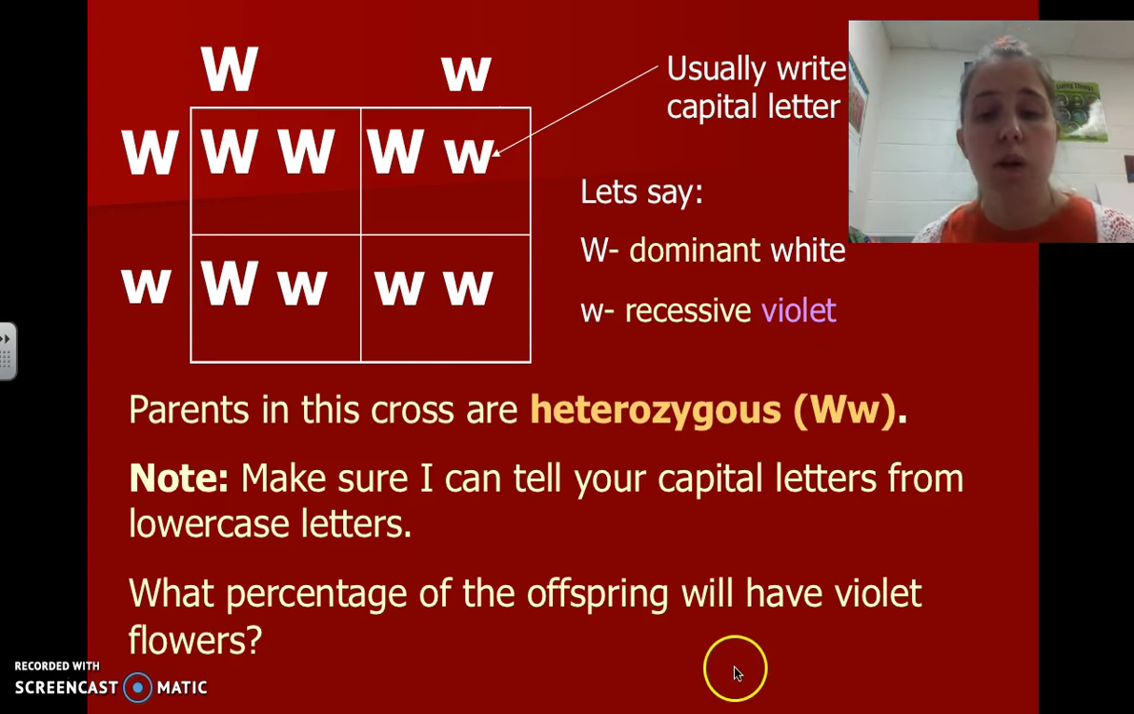So what percentage will have violet flowers? Well, only 1 out of 4. So if I make a percentage out of that, that is 25% will have violet flowers.